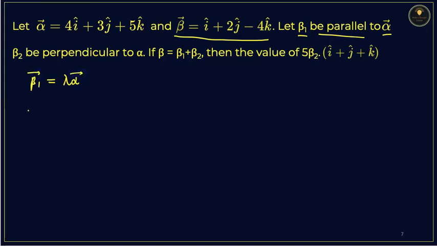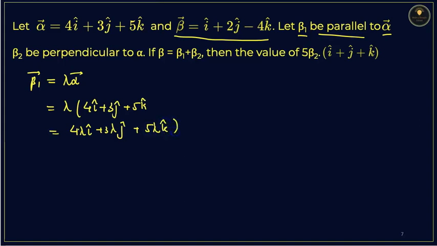So beta 1, I can write it as lambda times alpha, that is equal to 4 i cap plus 3 j cap plus 5 k cap. So you will get the beta 1 vector as 4 lambda i cap plus 3 lambda j cap plus 5 lambda k cap. This is the vector that you will find for beta 1. Now, beta 2 is perpendicular to alpha, which means that beta 2 dot alpha is equal to 0.